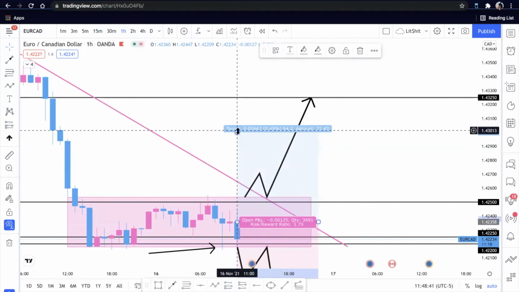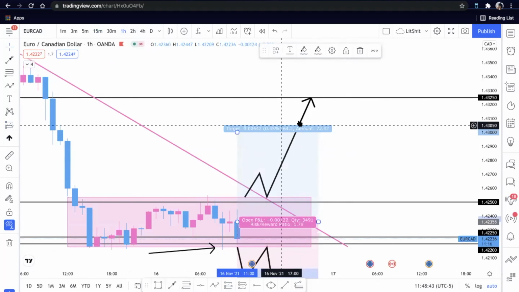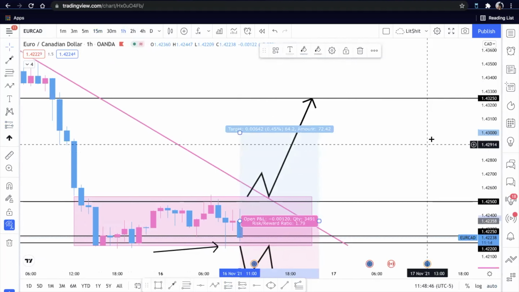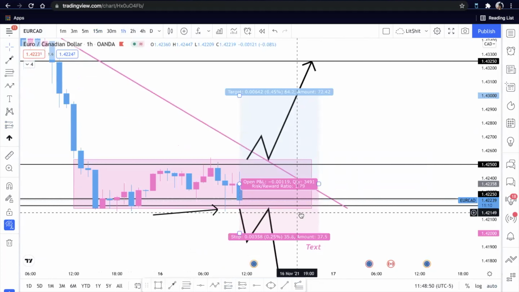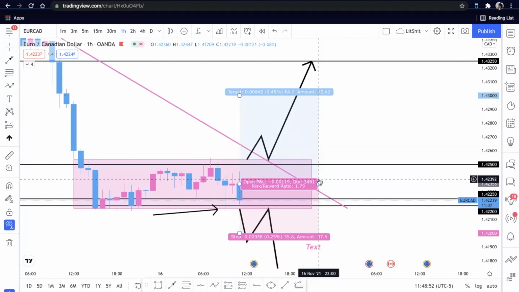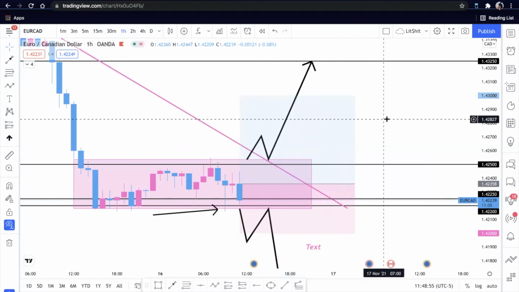All right. And really, I can go back to the 250 level, but of course that's 64 pips, and I'm only risking, what is that, 35 pips. Okay. All right, so this is a possible buy that I see approaching for Euro CAD. I will give y'all an update on this trade.